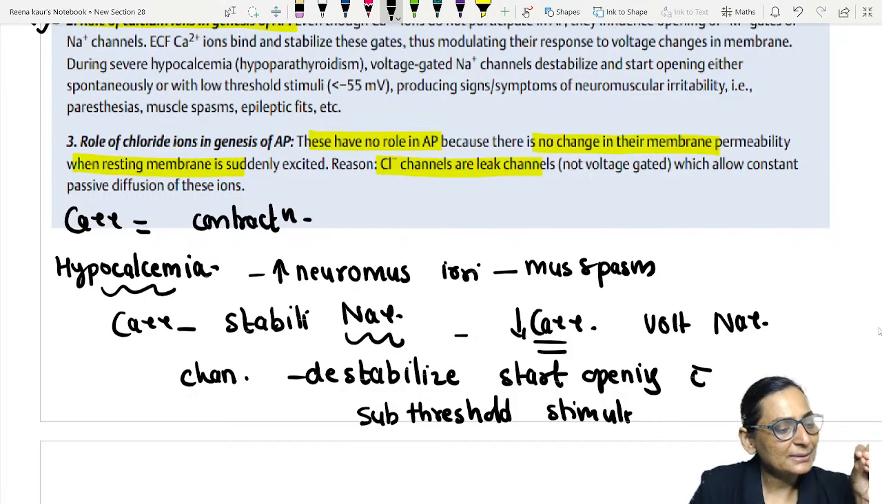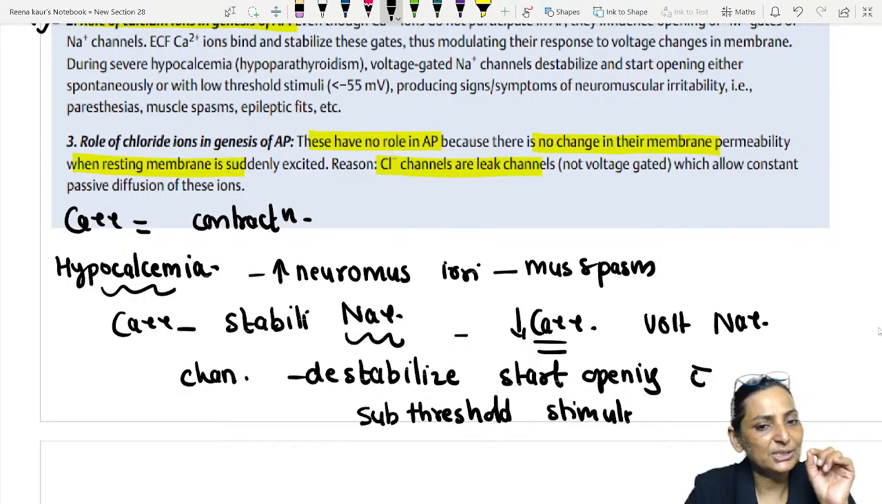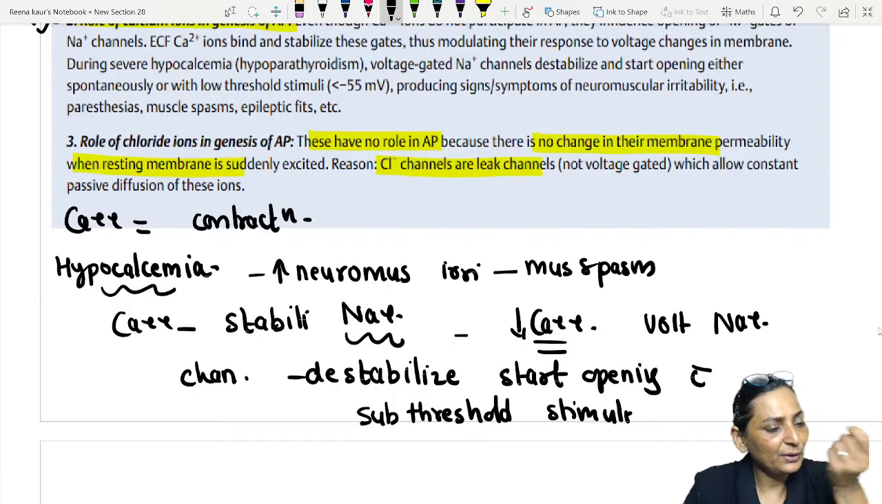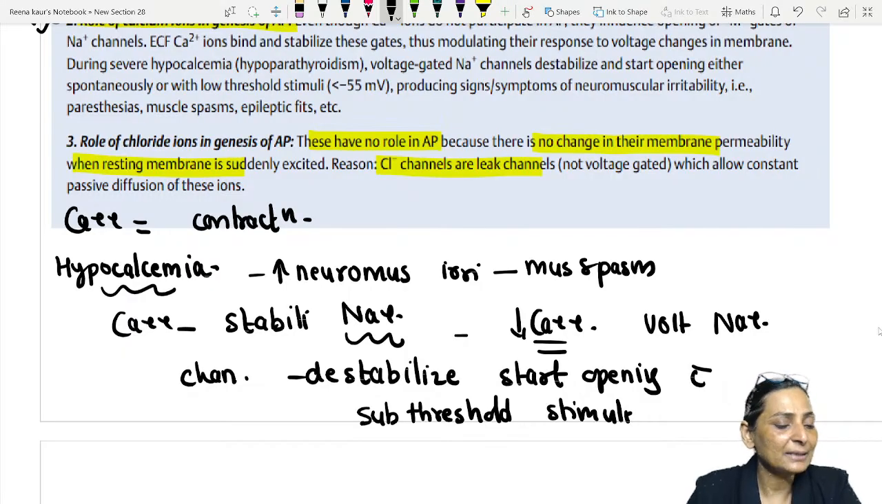So calcium ions have no direct role, but calcium ions gate the sodium channels so that the sodium channels do not open abruptly. So whenever there is hypocalcemia, what will happen? The sodium channels will open even if there is a small change in the membrane potential, and they will result in entry of a small amount of sodium, which will cause excitability of the membrane and features like paresthesias or muscle spasm. And this is asked in Viva also.